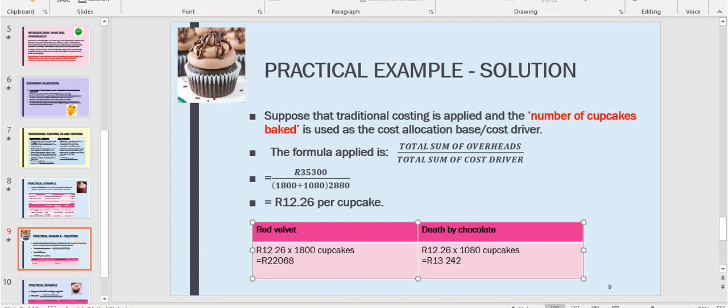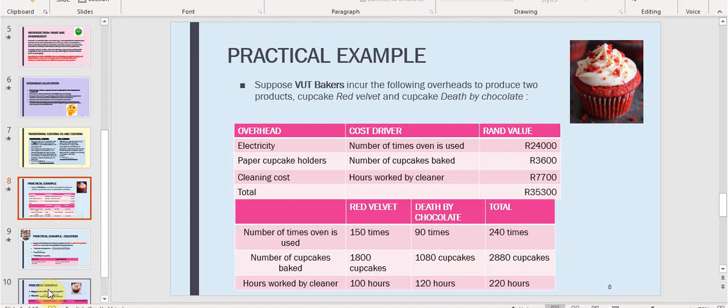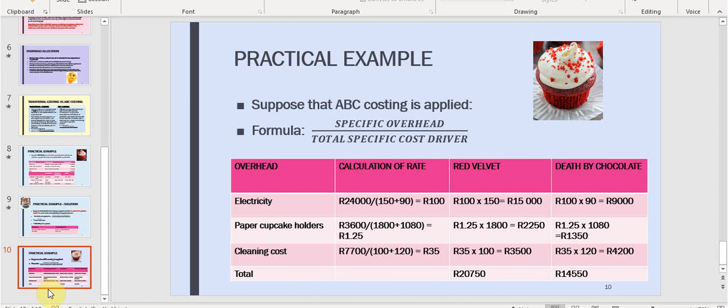But now I can give you the same information, but I can ask you to rather apply activity-based costing. So activity-based costing is done in a specific format. Again, this is the template that you should use. You list your overheads, you list your calculation of your rate, you list product one or department one and product two or department number two. I am going to post that template to Vutela so that you are able to use it as you do your calculations.